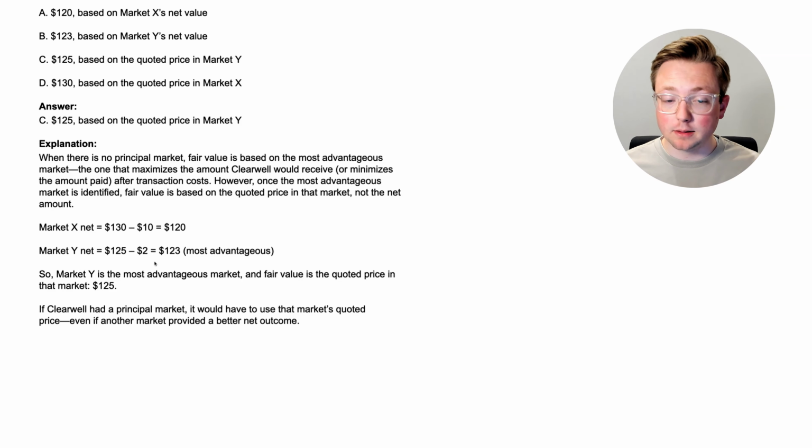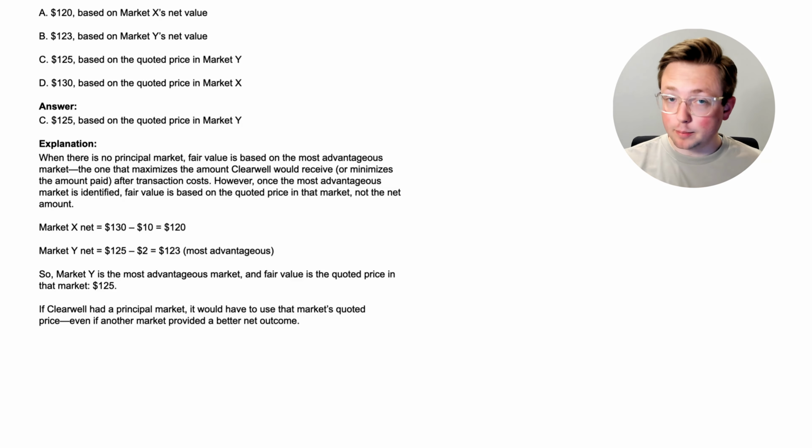This is where they make the most money or get the most money or save the most money, however you want to say it. So market Y is the most advantageous, but that does not mean that $123 is the fair value that we're going to use. All we were doing there is figuring out which one is most advantageous. Now that we know that market Y is the most advantageous market, fair value is the quoted price in that market, which is $125. So you do this to figure out the most advantageous market, but once you know that, you use the quoted price as the fair value.